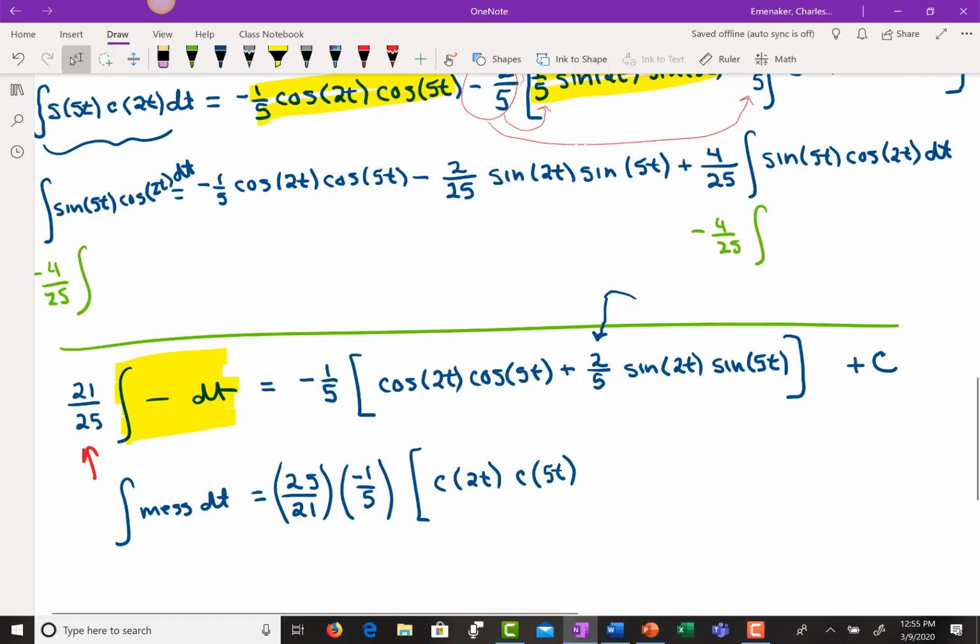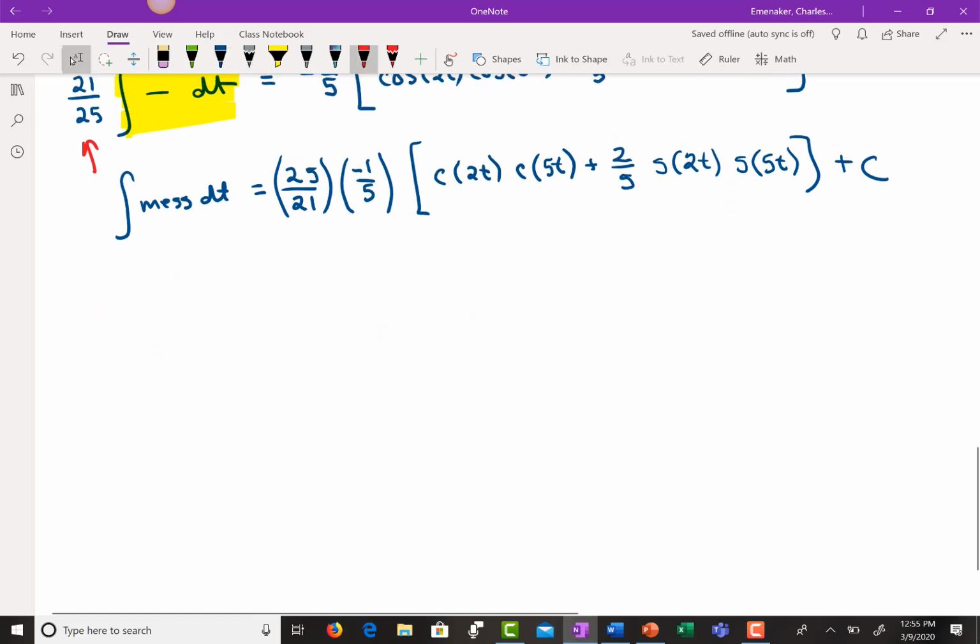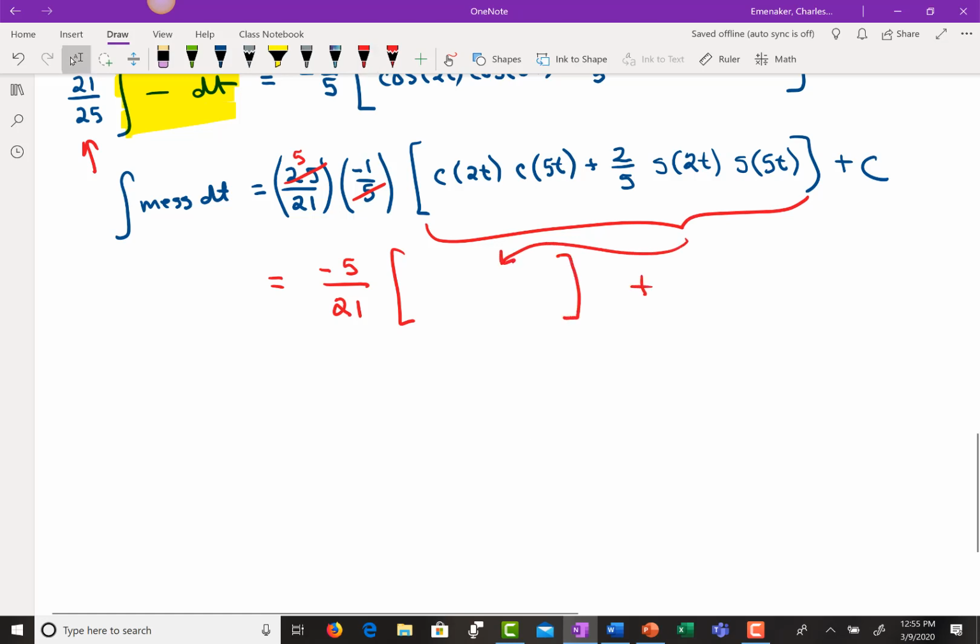Sneaky, huh? Okay, so we have now this plus 2/5, the sine of 2t, the sine of 5t, plus c. The only thing really left to do here is to cancel out one of these 5's. And what this will give us is a negative 5/21 times that deal plus c. If you didn't factor, would you have to do the 25/21? If you didn't factor, you would have to do the 25/21 times each of them, or times both of them. However you want to phrase it.